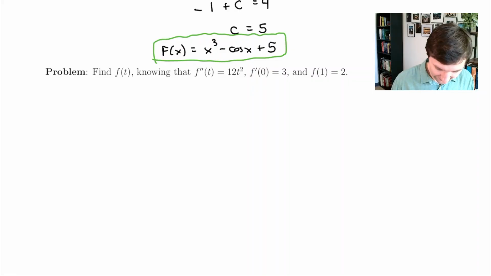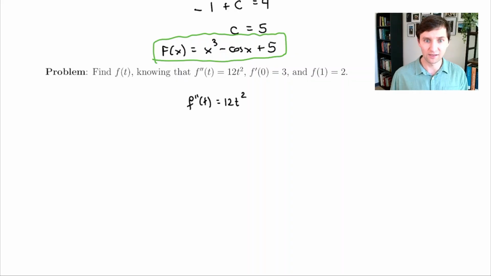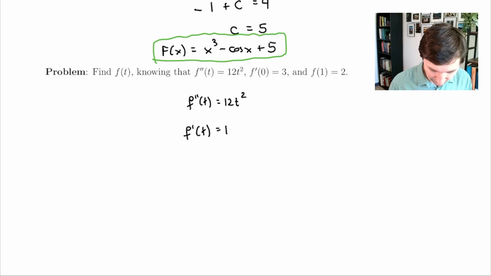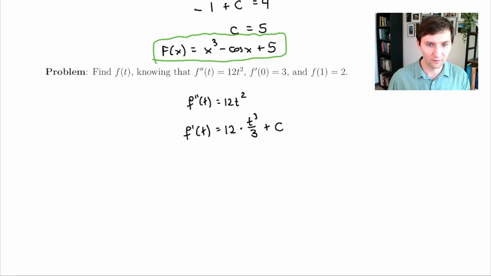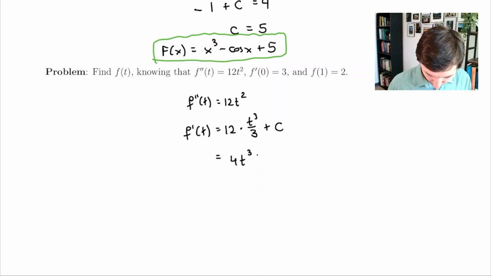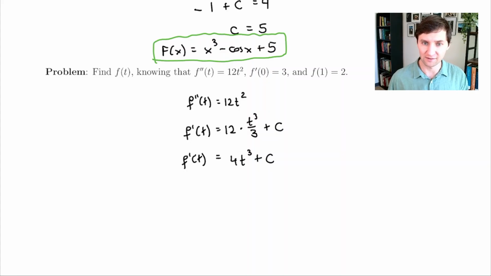I know that the second derivative is 12t squared, which means I can find the first derivative. The first derivative is, I rewrite the 12 and I take the antiderivative of t squared, which is t to the third power over 3, and I add c at the end. 12 and 3 cancel, and I get 4t to the third power plus c. That's my f prime of t. Do I know what c is? I know that the value of the derivative at 0 is 3. Let me plug in 0 to this expression, and I will set it equal to 3.